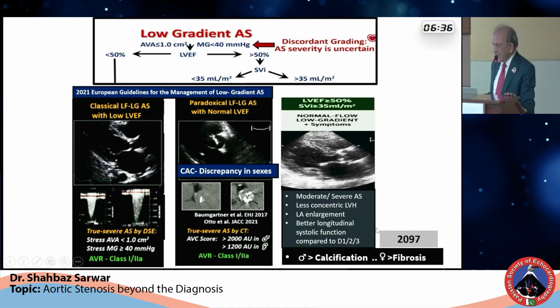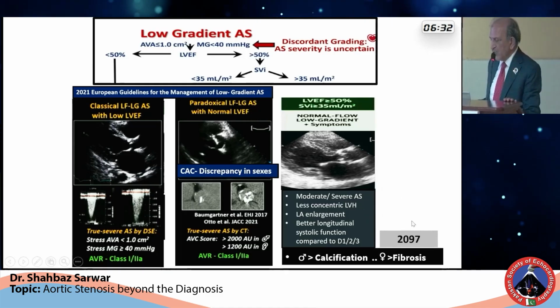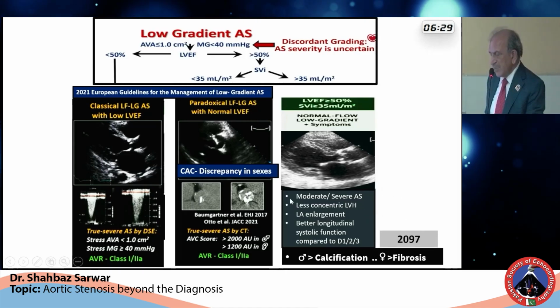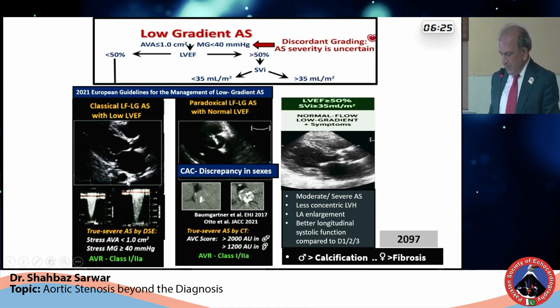In the patient I described, her calcium score was more than 2000, about 2100. So we decided that this patient requires surgery, and on detailed inquiry, she turned out to be more symptomatic.